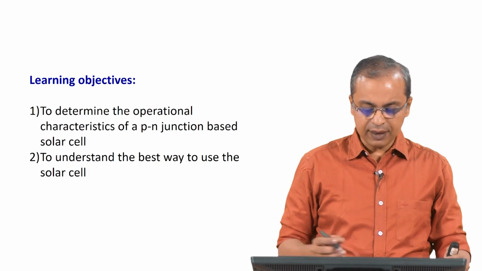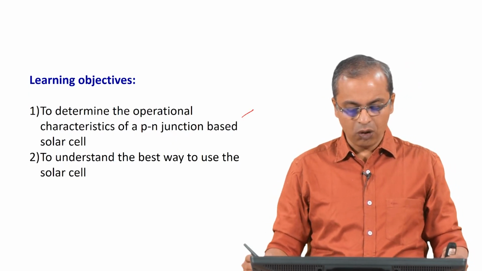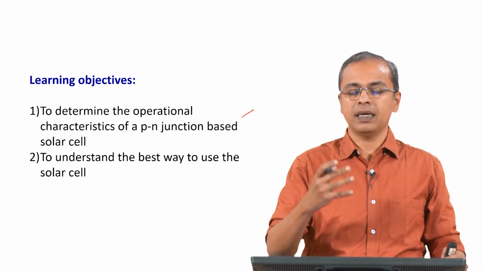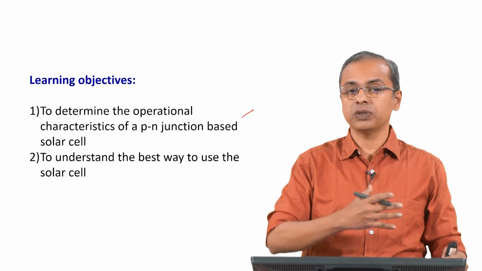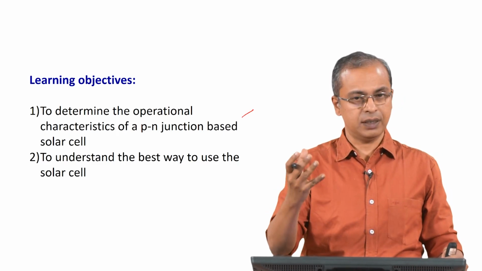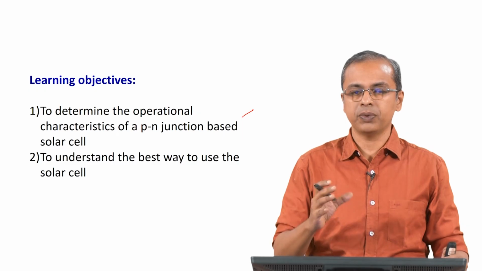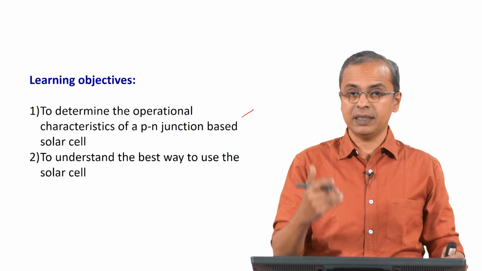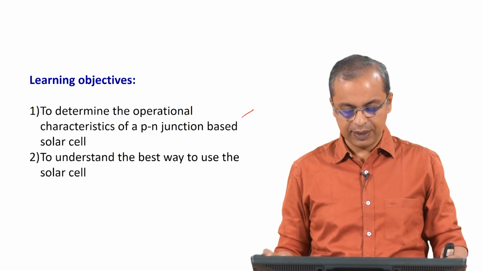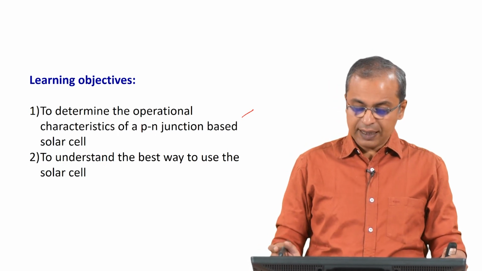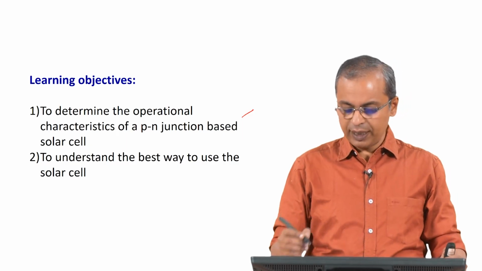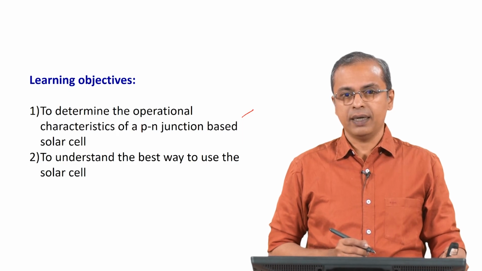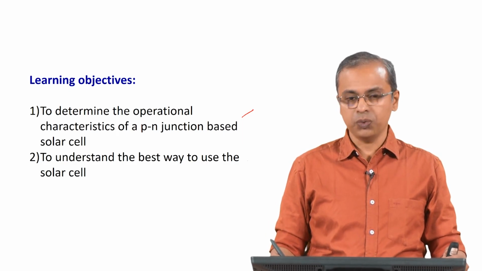So, our learning objectives are to determine the operational characteristics of a PN junction based solar cell, which, as I said, is how the solar cell will behave with respect to an external circuit. Once an external circuit is hooked up to it, what is the behavior that the cell will display, what can the external circuit expect out of it. That is one important thing that we are going to look at. And once you understand that, we are also going to use that understanding to see what is the best way to use the solar cell.